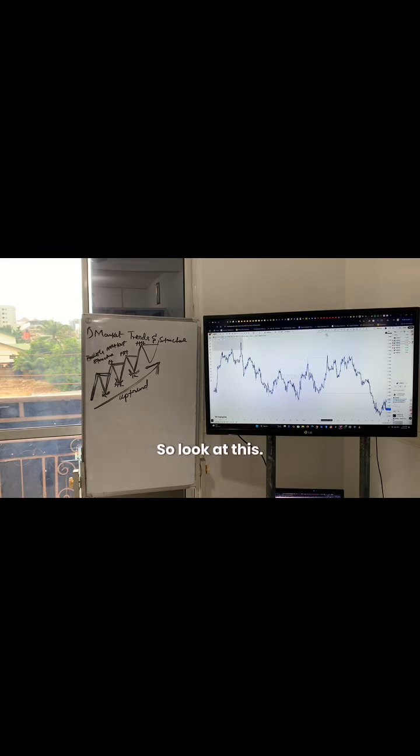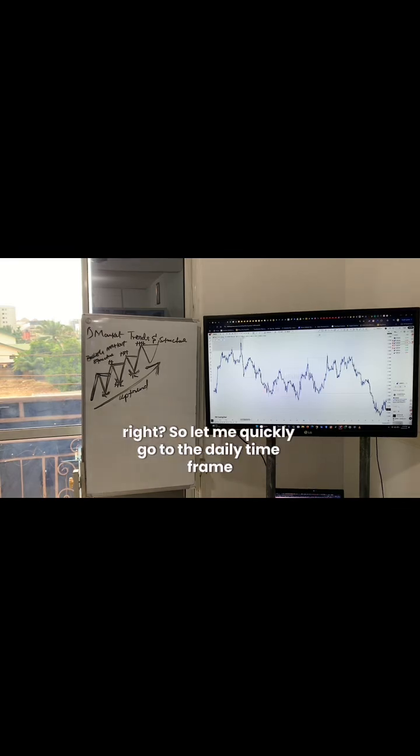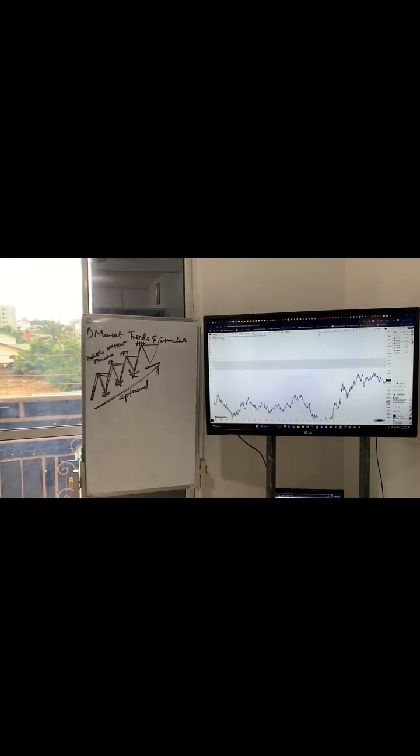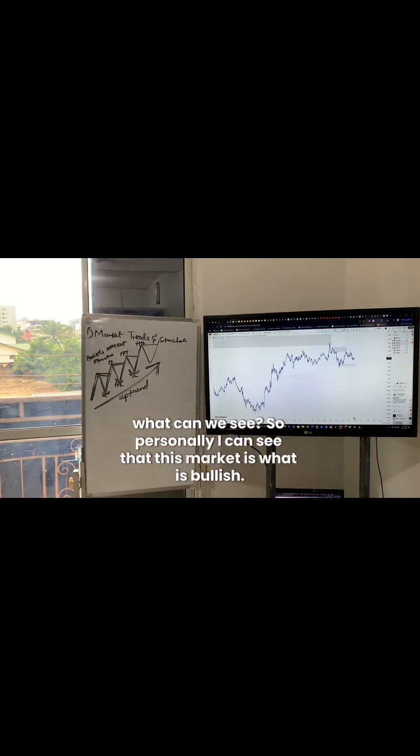So look at this. As you can see on the screen, currently this is on the 4-hour time frame, right? So let me quickly go to the daily time frame. Now, this is the daily time frame. What can we see? Personally, I can see that this market is bullish. So how is this market bullish?